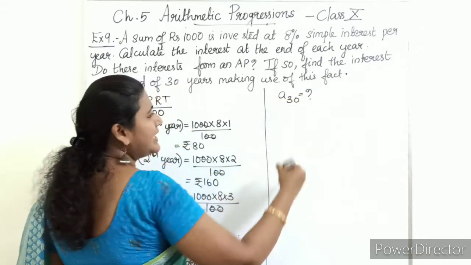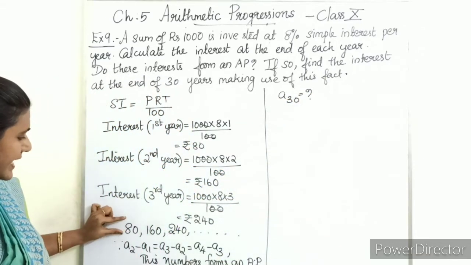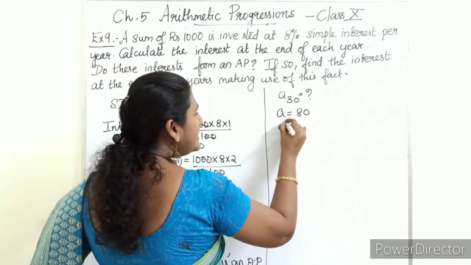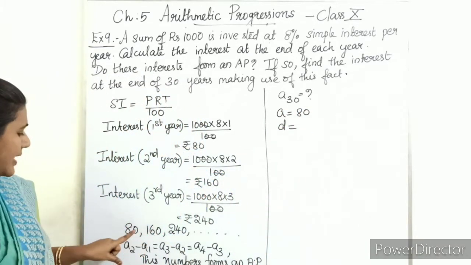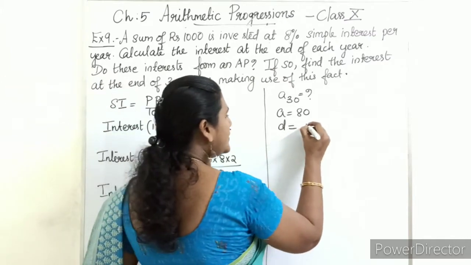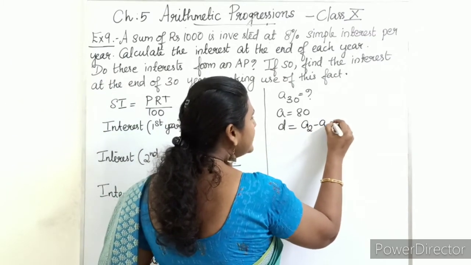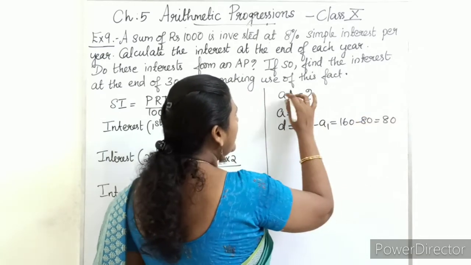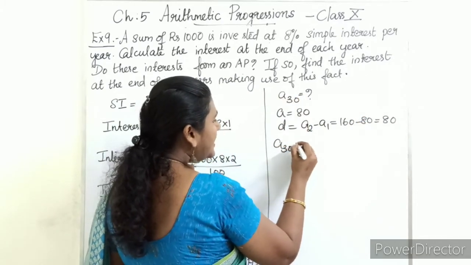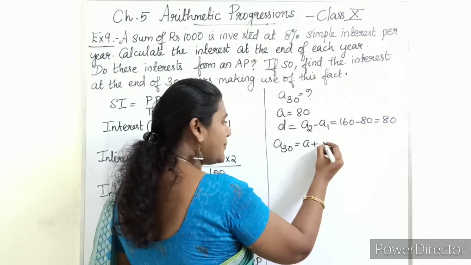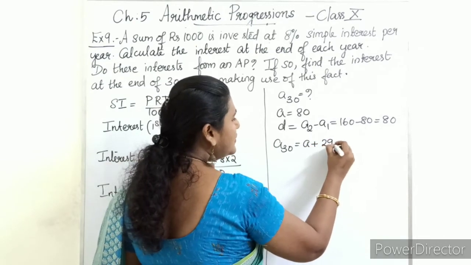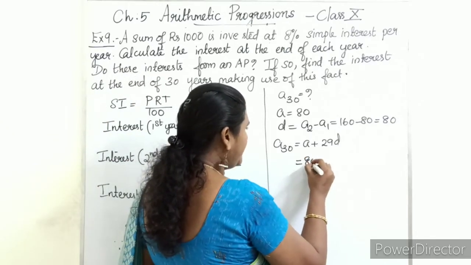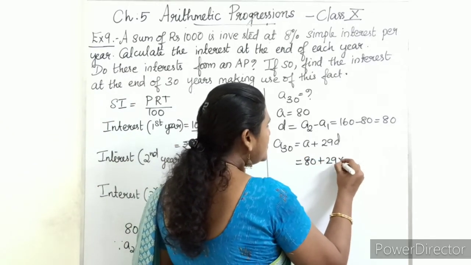So for that we need A and D value. What is A here? A is equal to first term, that is 80, and D is equal to A2 minus A1, that is 160 minus 80, which is equal to 80. Now we will use the A30 formula. What is the A30 formula? A plus 30 minus 1 into D, that is 29D. So A is 80 plus 29 into 80.